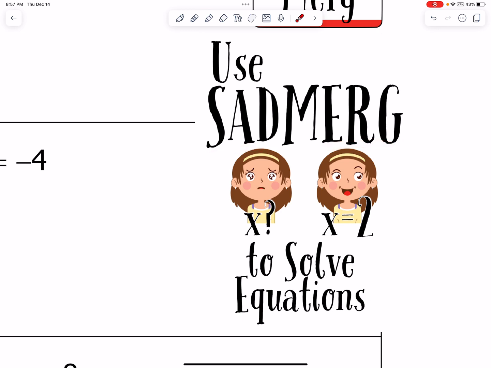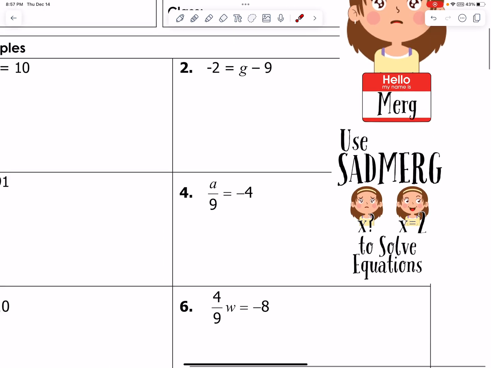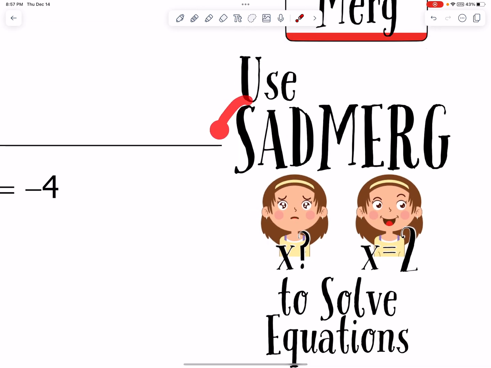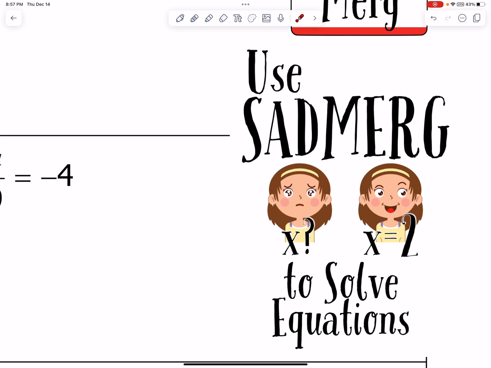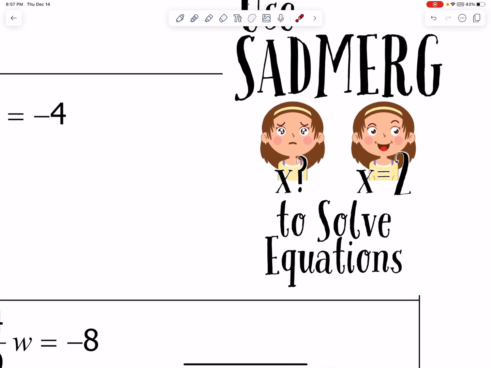Okay, and so this is the process. Basically, you're doing opposite order of operations. So you're going to start off with subtraction and addition, then you're going to do multiplication and division, and then any exponents or roots, and then any grouping at the very end, the last step. And so that is how you're going to solve equations with variables and end up with happy Merg.